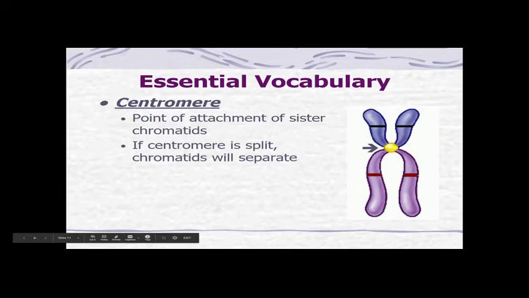The centromere is, in the diagram, that yellow circle that's kind of in the center of our chromosome. This is the point of attachment of sister chromatids. So this is what's holding them together. Think of it like a rubber band that's holding those 2 individual rods together. If the centromere is split, the chromatids will separate from each other. So again, if we're thinking of that centromere like a rubber band, if that rubber band were to break, those 2 chromatids will separate from each other.